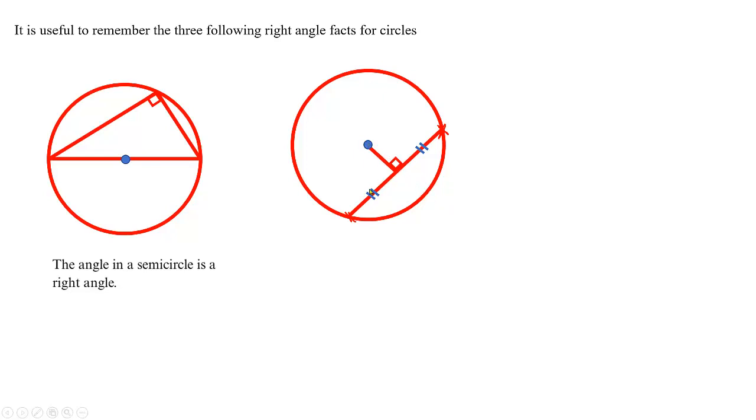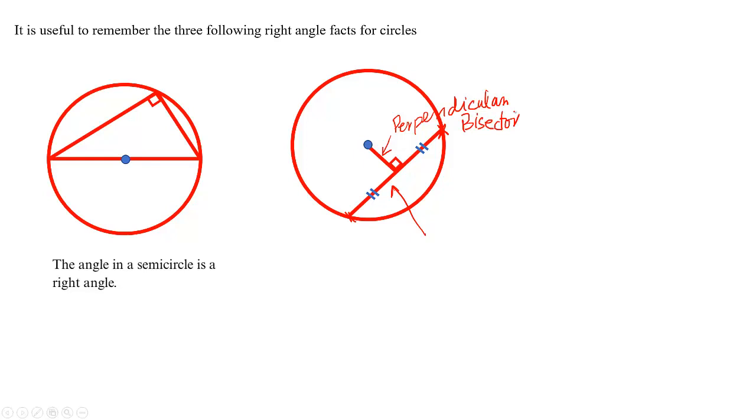So a line which divides another line into two equal parts, and that line also makes a 90 degree angle as well, it is called perpendicular bisector. Bisector means it divides this chord into two equal parts, and it also makes a 90 degree angle. So therefore, this line is called perpendicular bisector. Perpendicular means it makes a 90 degree angle, and bisector means it divides the chord into two equal parts.